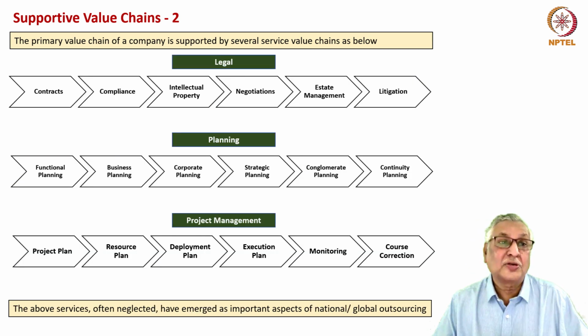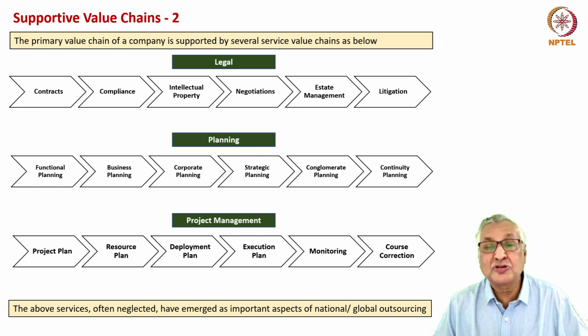Again, we'll look at some other supportive value chains. Legal has contracts, compliance, intellectual property, negotiations, estate management, and litigation. Planning has functional planning, business planning, corporate planning, strategic planning, conglomerate planning, continuity planning. Project management has project plan, resource plan, deployment plan, execution plan, monitoring, and course corrections.